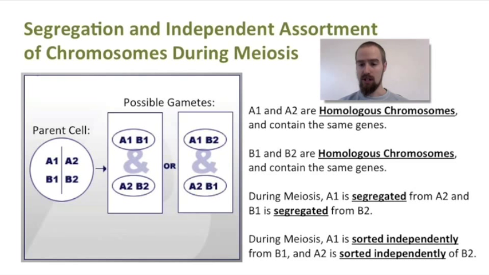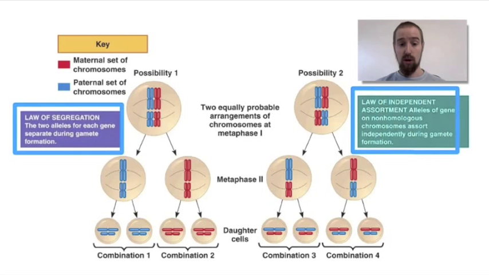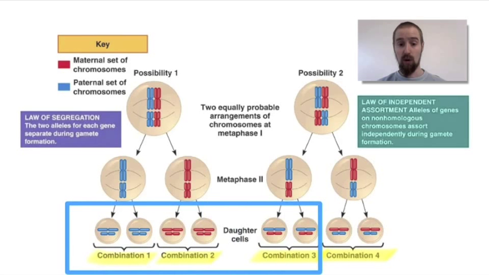However, during meiosis, A1 is sorted independently from B1, and A2 is sorted independently of B2, meaning that the 1s may or may not be sorted into the same cell, and the 2s may or may not be sorted into the same cell. Because homologous chromosomes are segregated from one another, and because non-homologous chromosomes are sorted independently, if we are interested in two traits carried by two different chromosomes, then there are 4 possible combinations of alleles that could make it into the gametes produced by that organism.